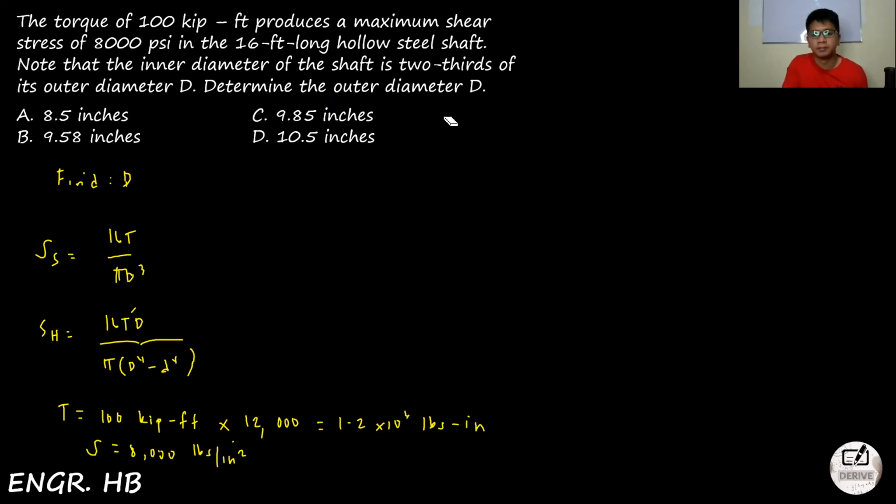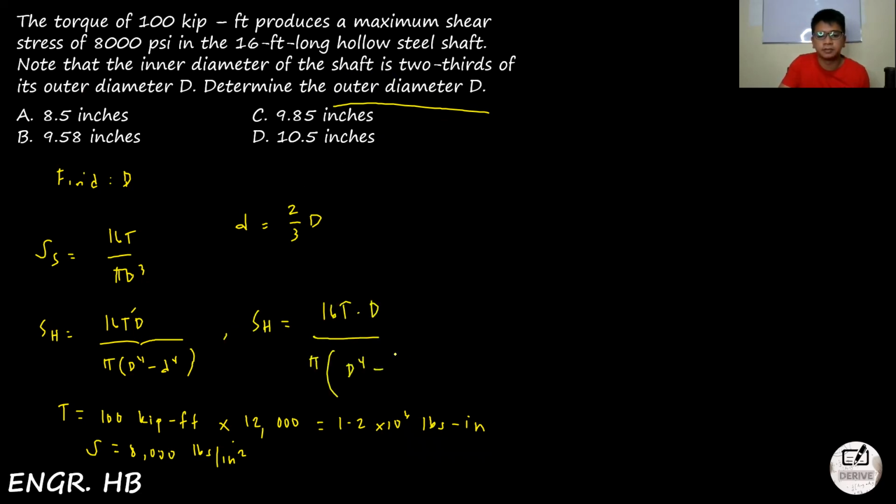But it gave a ratio, which is 2/3. Note that the inner diameter of the shaft is 2/3 of its outer diameter D. So we may put that S_H is equal to 16TD divided by pi times D to the 4 minus (2/3 D) to the 4. It's a bit bloody when typed term by term. But that's why I'm here, I will give you a little trick that may help in solving the computation fast. For torsional stress, or bending stress, this is a shortcut when there is a relation between the inner and outer diameter.